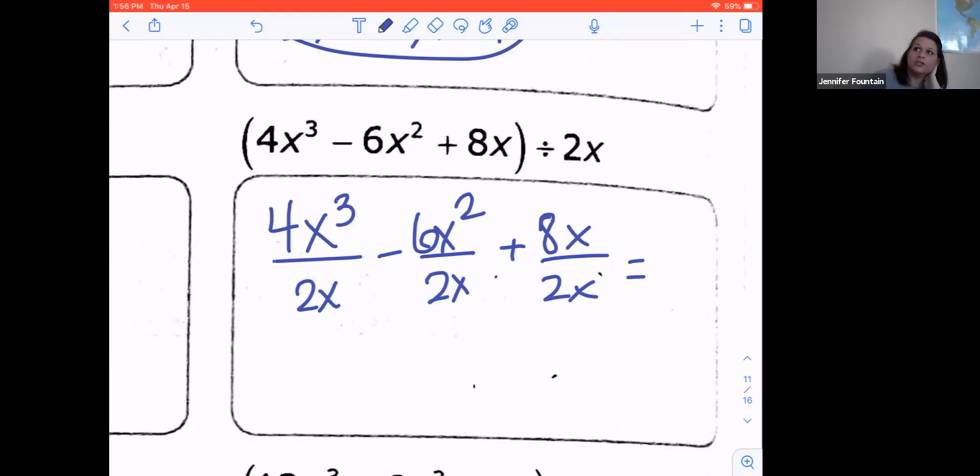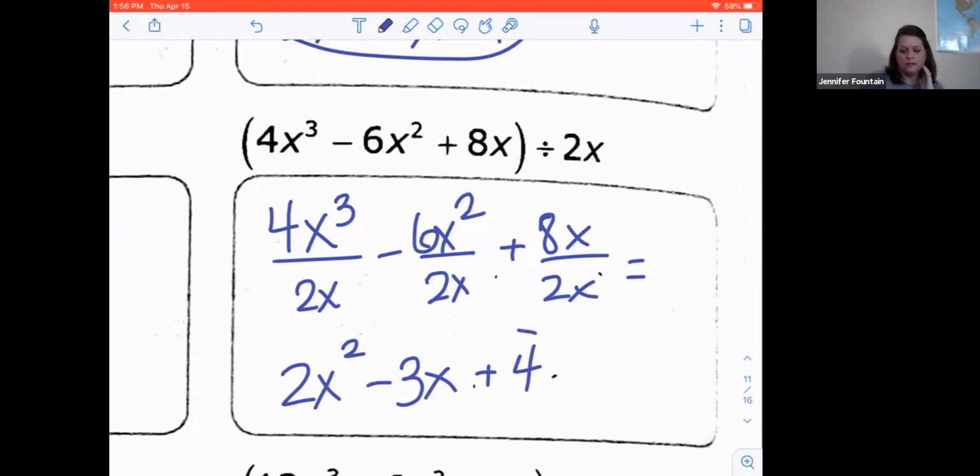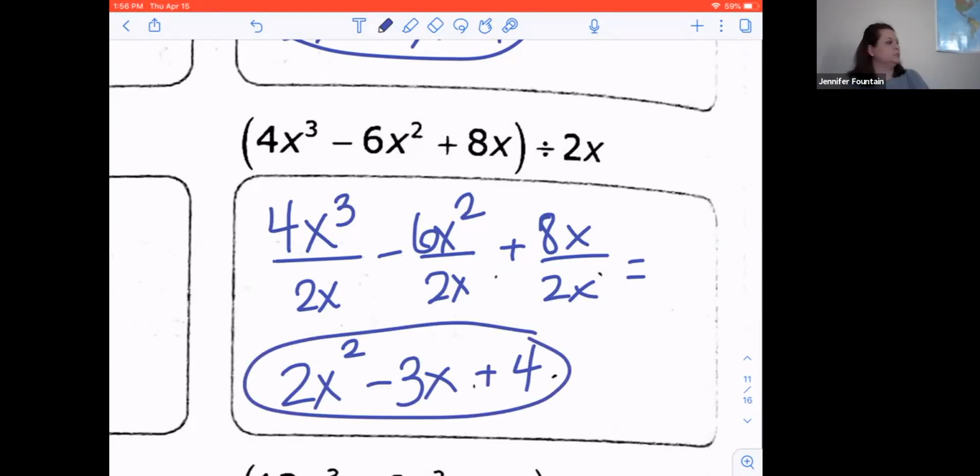Okay, 4x cubed divided by 2x. 4 divided by 2 is 2. X cubed divided by x is x squared. Minus 6x squared divided by 2x. 6 divided by 2 is 3. X squared divided by x is x. Plus 8x divided by 2x. 8 divided by 2 is 4. X divided by x is 1. So 2x squared minus 3x plus 4.